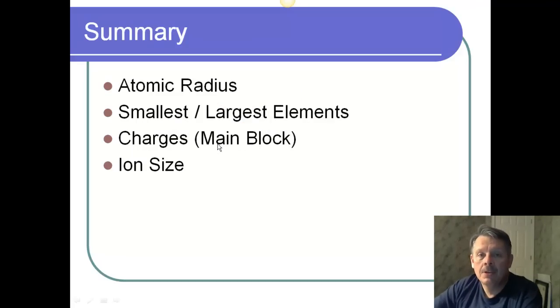Okay, so you need to know what atomic radius is. Know that it's from the center to the edge of the electron cloud. You need to know the smallest and largest elements. The smallest one is helium. The largest one is francium. And you need to know the charges for the main block, +1, +2, +3, ±4, minus 3, minus 2, minus 1, 0. And you need to know that when ions are positive, they get smaller. When they get negative, they get bigger.